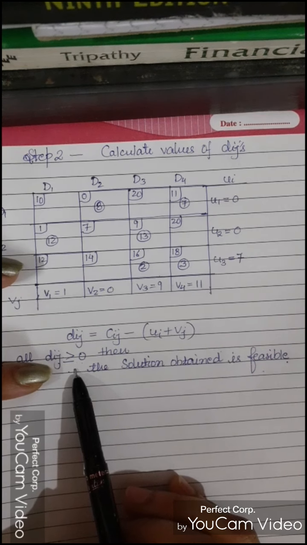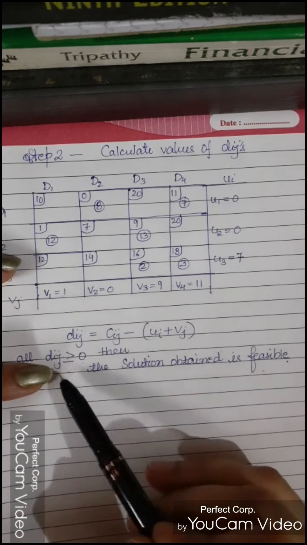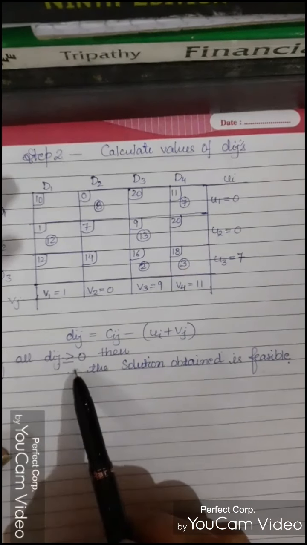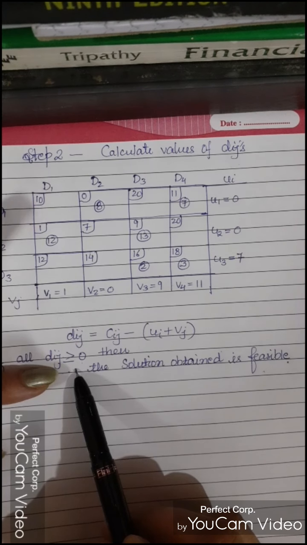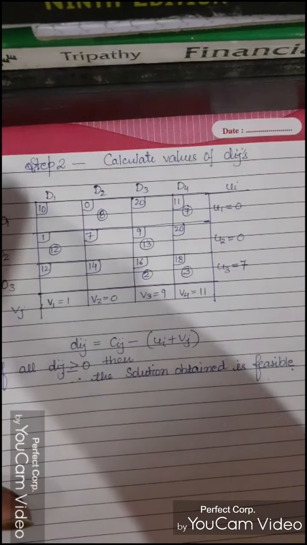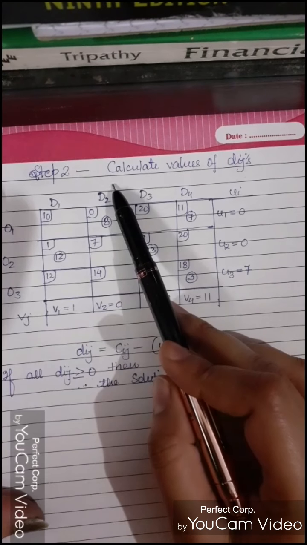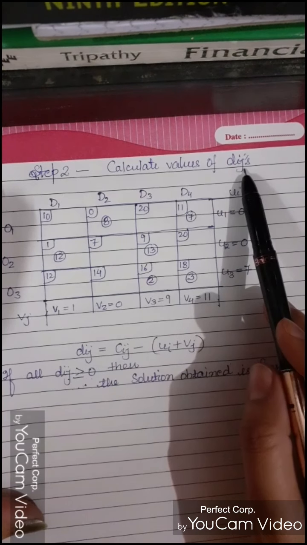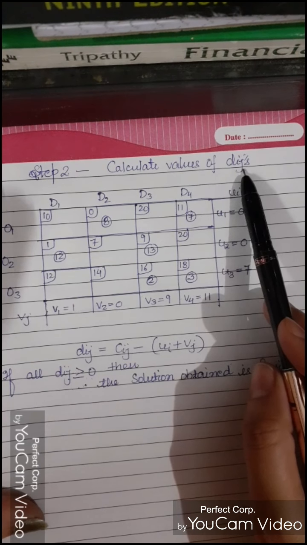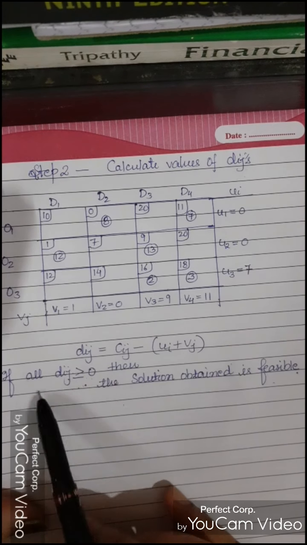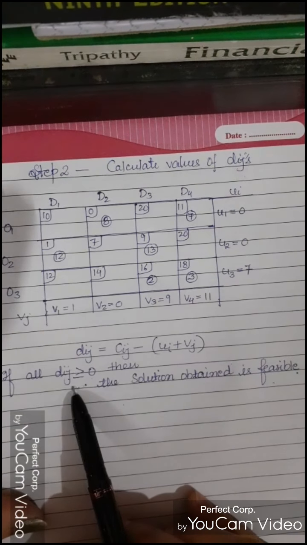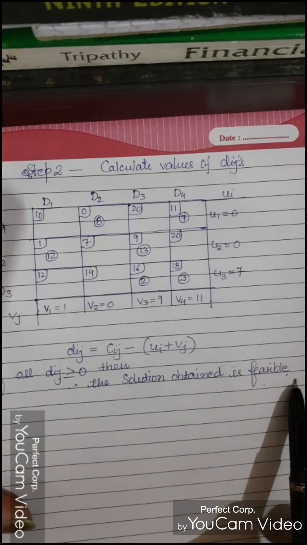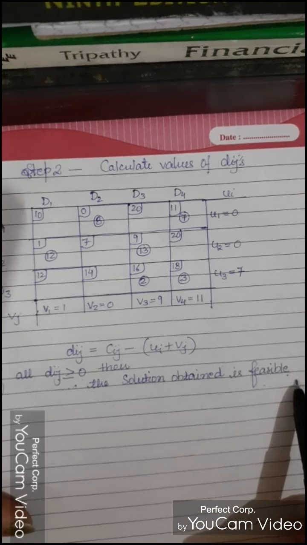We have to use a few more steps to remove that situation and to get all the Dij's greater than or equal to 0. That procedure will be understood in the next step. Now we will move to the second step, that is to calculate the value of Dij's. The reason why we need to calculate the value of Dij's is that according to the MODI method, if all the values of Dij's are greater than or equal to 0, then the solution obtained is feasible and the question ends with the transportation cost we have already obtained.